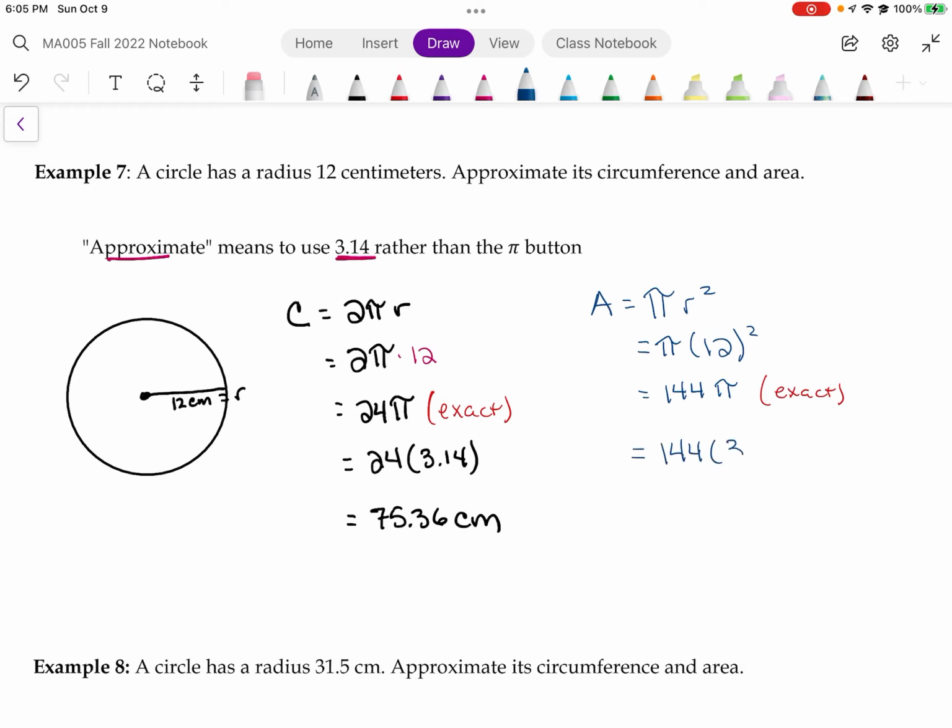144 times 3.14. And we don't square the pi. Just to be really clear, we do not square the pi. We square only the radius. All right, so you're going to put that in your calculator, and you're going to get 452.16. And what is the unit on that? It's area, and it was measured in centimeters. So it's going to be centimeters squared.